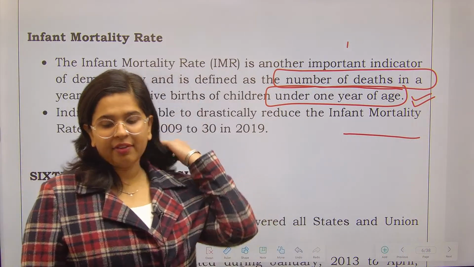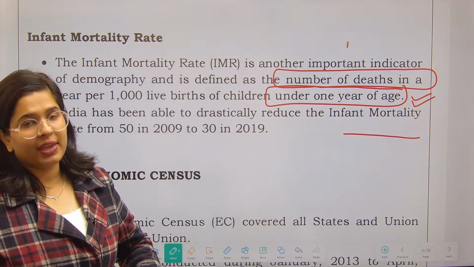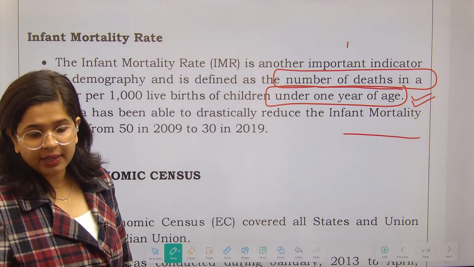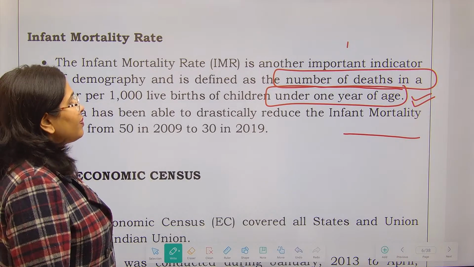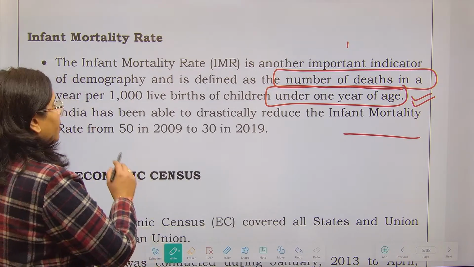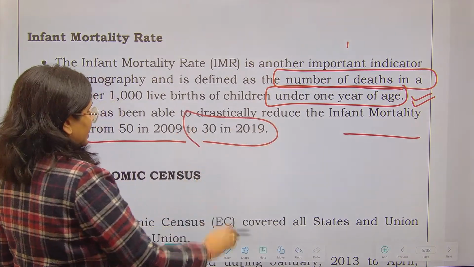But what do we mean by infant? Infant means under 1 year of age. ठीक है? एक साल के अंदर अंदर if there is a death, that will be called the infant mortality rate. India has been able to drastically reduce the IMR from 50 to 30 in 2019.